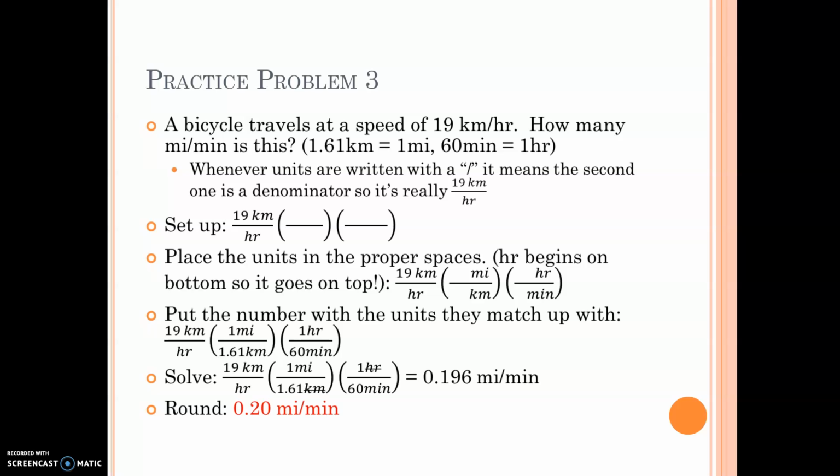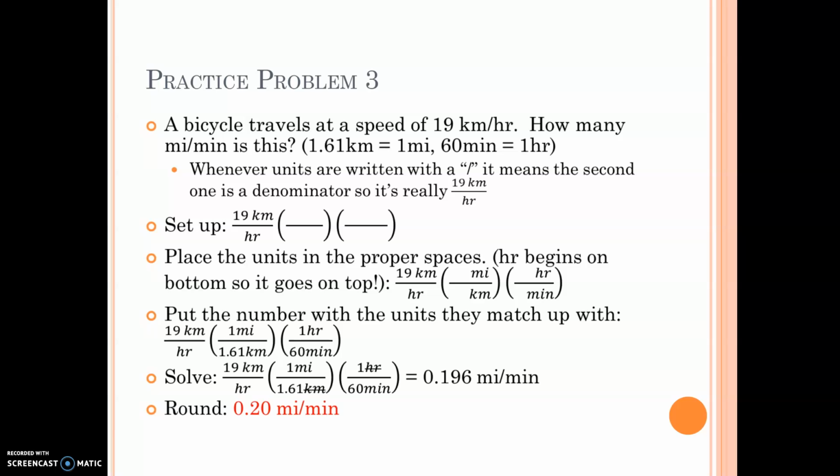Step 4 is to plug into the calculator. Remember, if there's a 1 on top, you are dividing. If there's a 1 on the bottom, you are multiplying. Also, do not forget to cancel the units. In this case, both the kilometers and the hours cancel out.